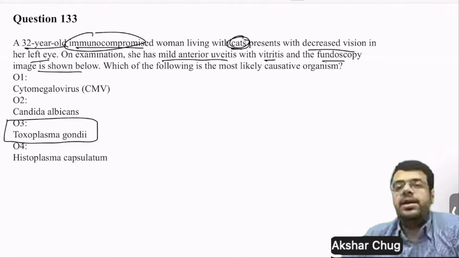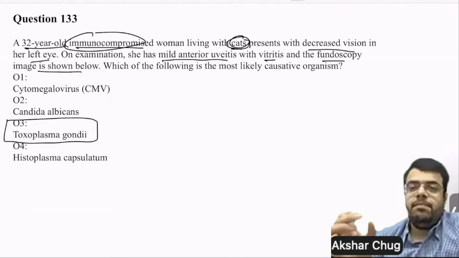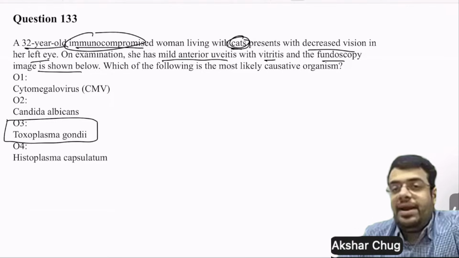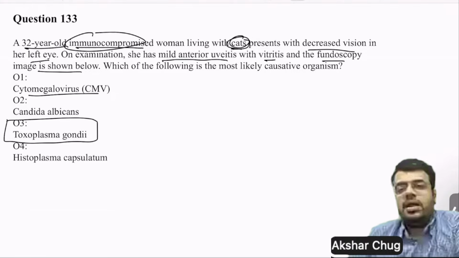But in case of toxoplasma, classically we see a scar if it is chronic, but in the acute phase, we could see the headlight in fog appearance. Whereas in case of cytomegalovirus, we see a pizza pie appearance.